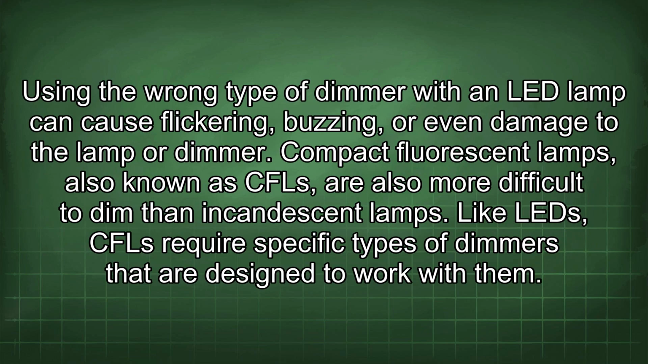Using the wrong type of dimmer with an LED lamp can cause flickering, buzzing, or even damage to the lamp or dimmer. Compact fluorescent lamps, also known as CFL, are also more difficult to dim than incandescent lamps. Like LED, CFL requires specific types of dimmers that are designed to work with them.